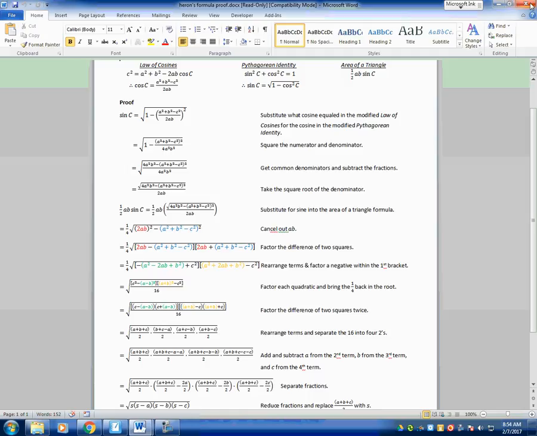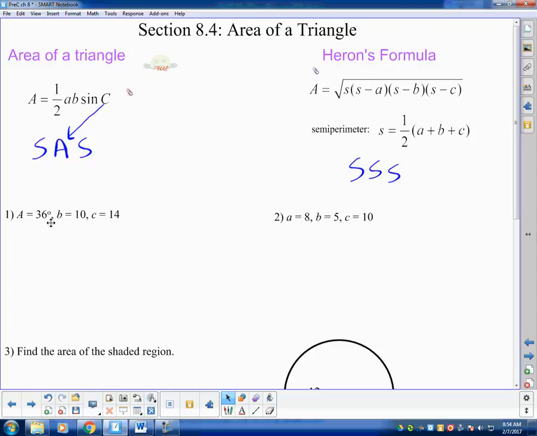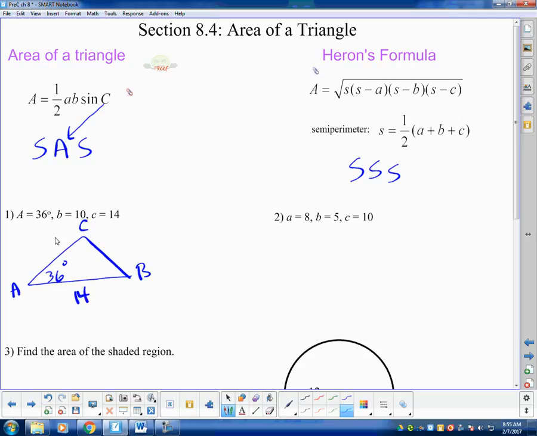So let's look at some examples of how to use these. So number one, you can probably tell just by the information given which area formula I'm going to use, right? Can you tell? Okay. So if you want to, you could draw a picture. Got your generic triangle here. Here's 36 degrees, that's A. This is probably the 14, that would be C. This would be B, and this would be the 10. And so I have my side angle side case.